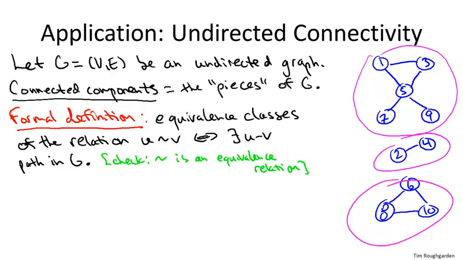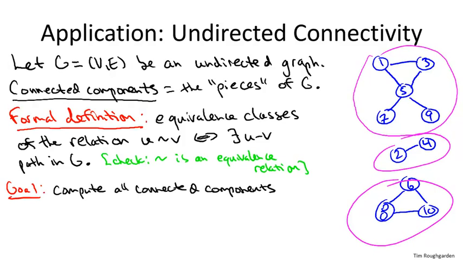So equivalence relations always have equivalence classes, the maximal mutually related stuff. And in this graph context, that's exactly these connected components. It's exactly what you want. So what I want to show you is that you can use a breadth-first search wrapped in an outer for loop over all of the vertices to identify all of the connected components of a graph in time linear in the graph, O(n + m).